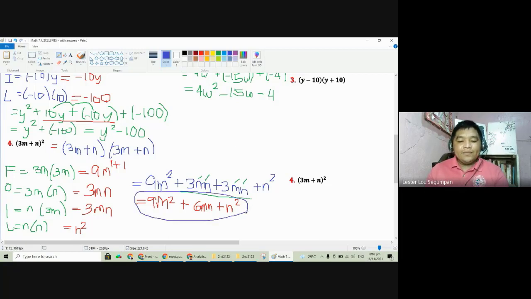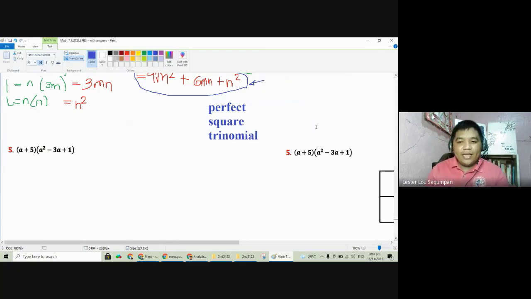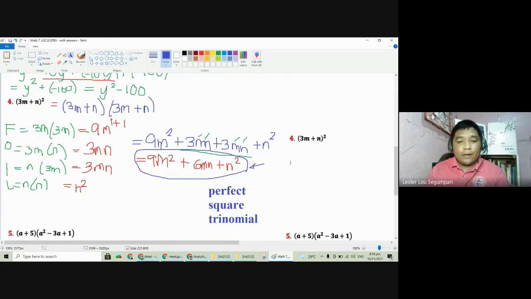This is now the result for number 4. If I may add, the result for number 4 is also known as the perfect square trinomial. Write it here, perfect square trinomial. This is a perfect square trinomial, as this is actually a result or a product when a binomial is multiplied by itself. The perfect square trinomial is the result when we multiply this. We also call this the square of a binomial.